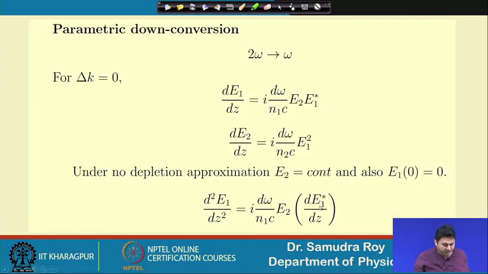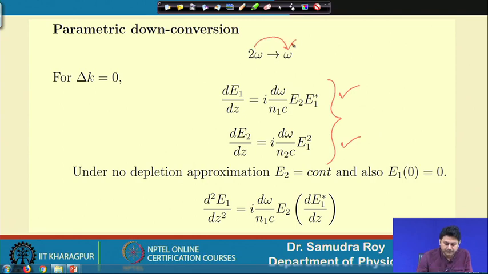It is really possible to generate. So, in parametric down conversion, what we are trying to do is generate omega from 2 omega. Two equations should be in our hand, and these two equations are the governing equations of the fundamental wave and second harmonic. So, now I generate the fundamental from the second harmonic. That means I am generating E 1 in our case.